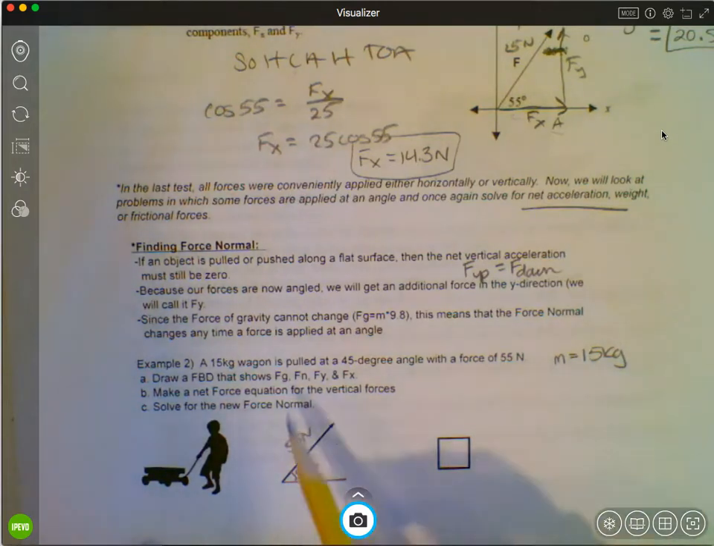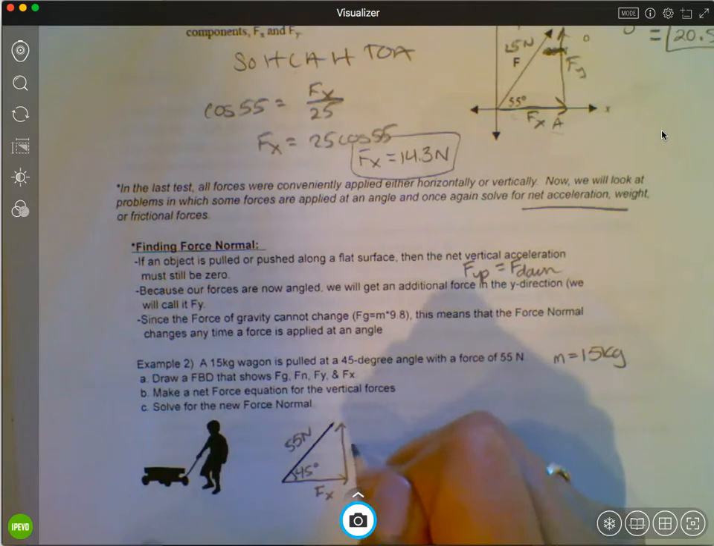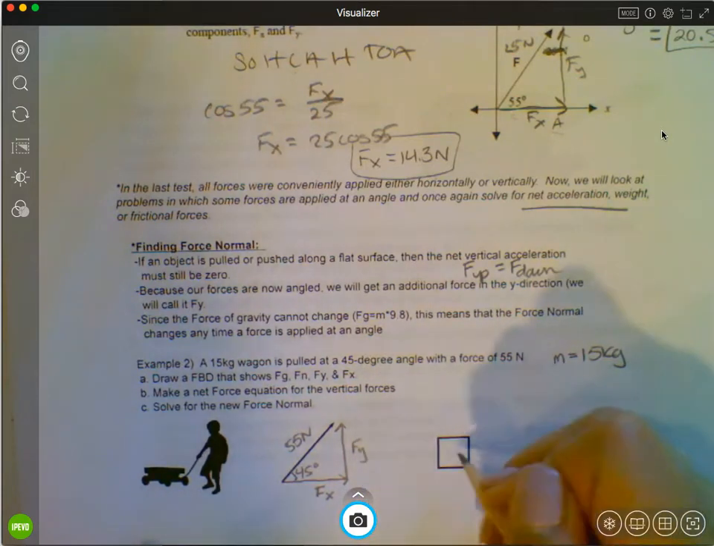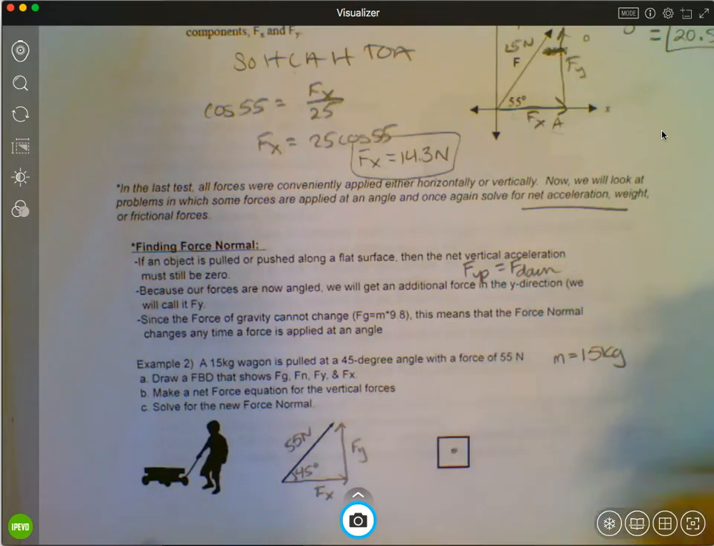Okay. Draw a free body diagram that shows Fg, Fn, Fy, and Fx. So let's first break this up. This is going to have an Fx and it's going to have an Fy. Okay. And essentially it's pulling here, right? But we're not going to put any angled forces on the free body diagrams. So we have gravity down.